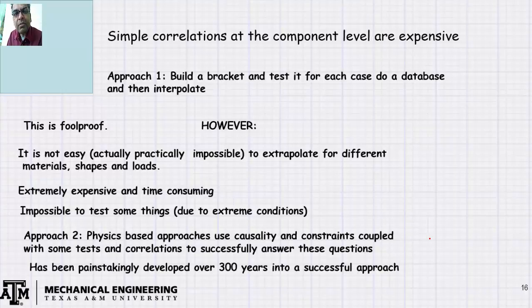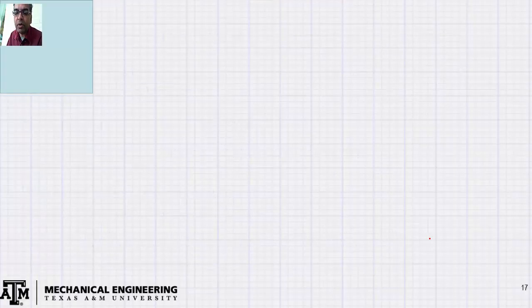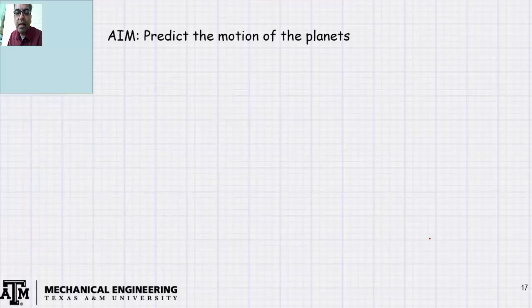Okay, and this procedure has been painstakingly developed over the last 300 years, more or less. And it's a reasonably successful approach. So how does this work? So before we go there, let's clarify it by looking at a specific example. So you want to predict the motion of the planets.